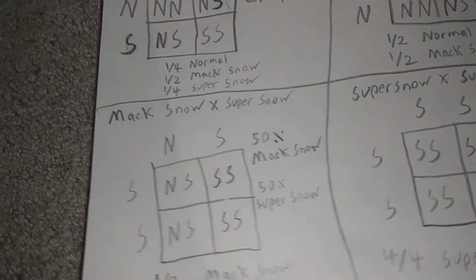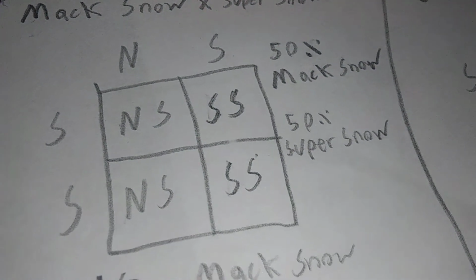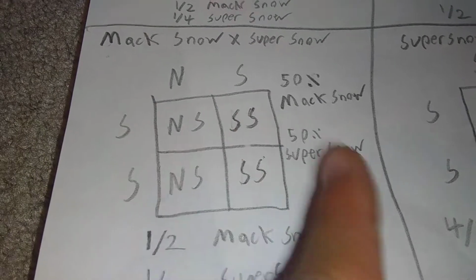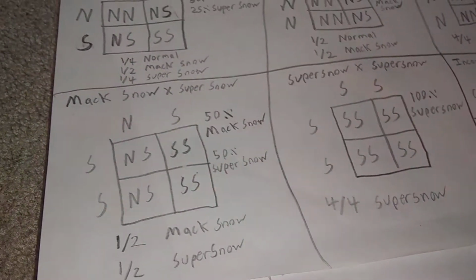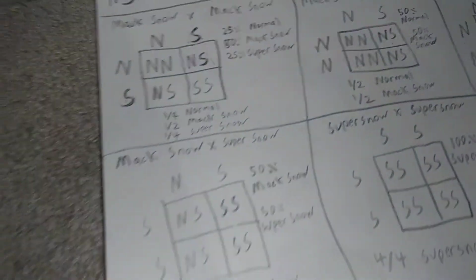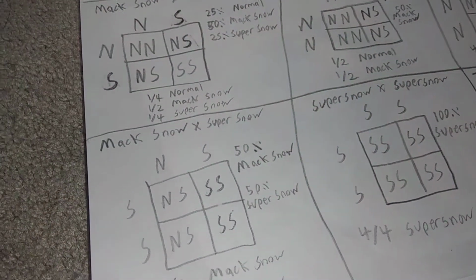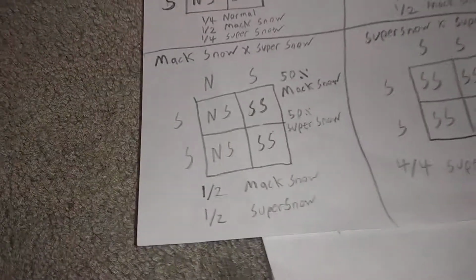Oh wait, no, this one first. Mack Snow crossed to a Super Snow. If you cross this Mack Snow to that Super Snow I was describing earlier, it works the same as with a normal, basically. You're going to get half Mack Snow, half Super Snow, and every animal there is going to carry the snow gene. I should be saying Mack Super Snow, because you can produce Super Snow by crossing Tug Snow to Tug Snow, or Tug Snow to Gem Snow to Mack Snow, all that, but I'll explain that in next week's episode.